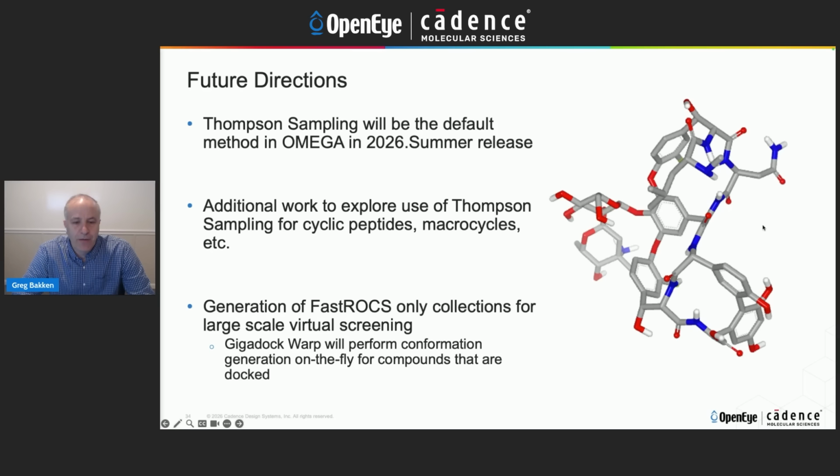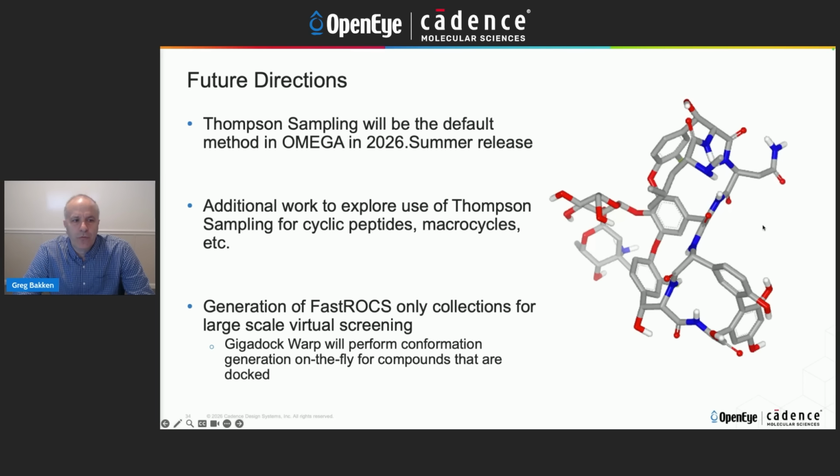We're also looking at doing some additional work. So we're very happy with how Thompson sampling has shown us some improvements in OMEGA, and we want to see how far we can stretch that. So we want to look at things like peptides and cyclic peptides and macrocycles and see if we can find ways to improve conformer generation for those larger structures as well.